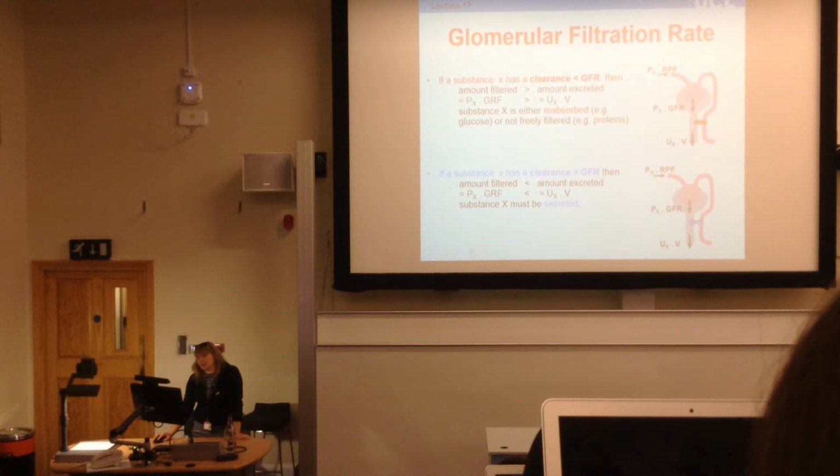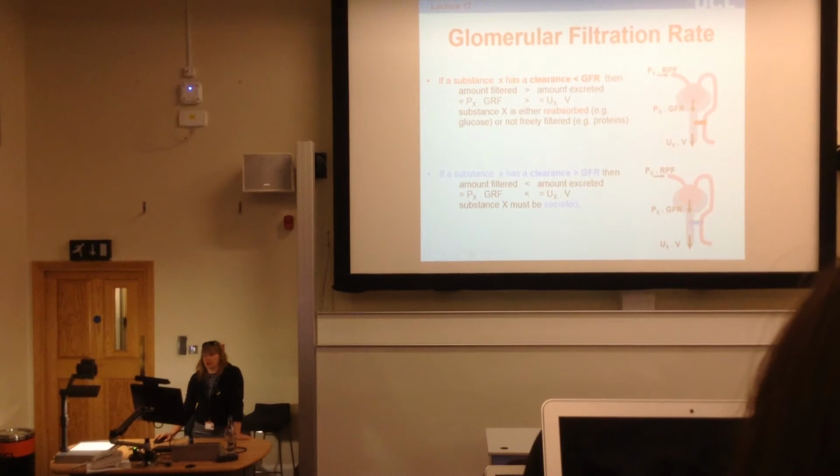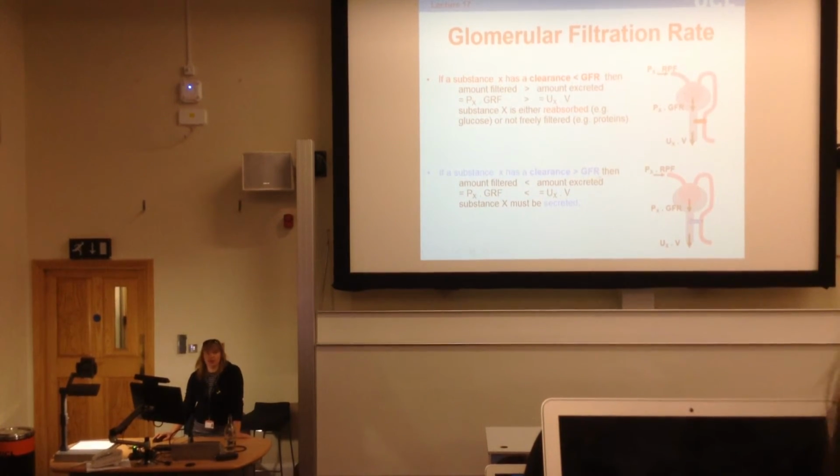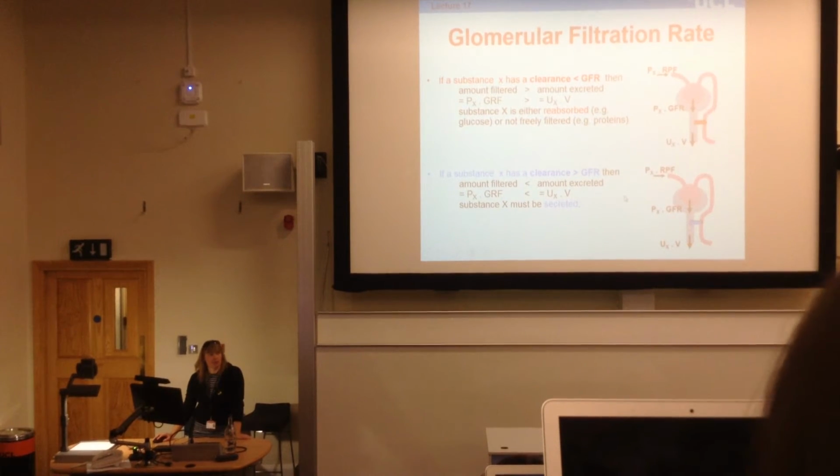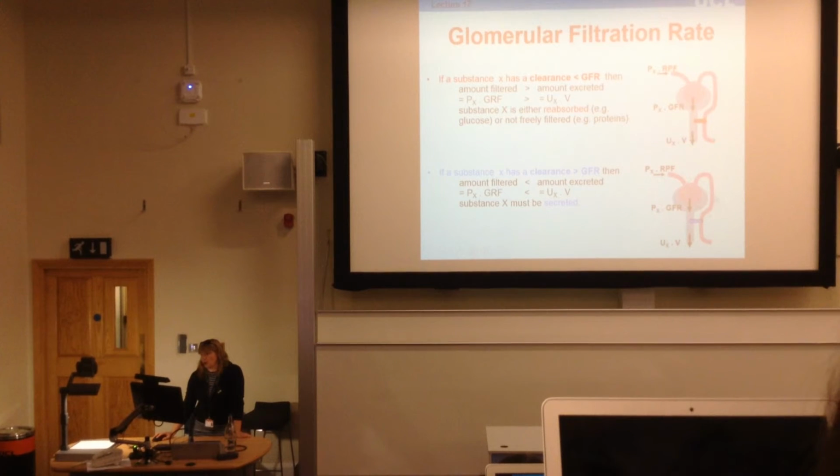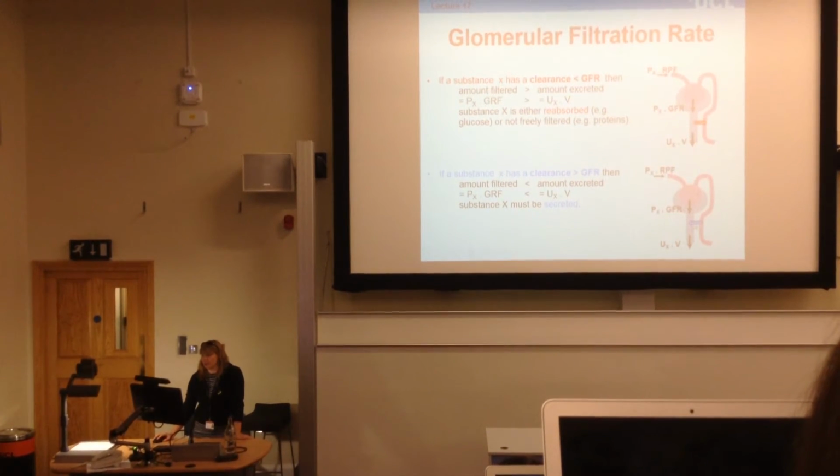So if the clearance of something is very low, then it has been reabsorbed. If the clearance is higher than the standard glomerular filtration rate for inulin, then the element has been secreted. So waste products, toxins, drug breakdown products, they would be actively secreted. So there's more clearance than there would be from an estimate of glomerular filtration rate.